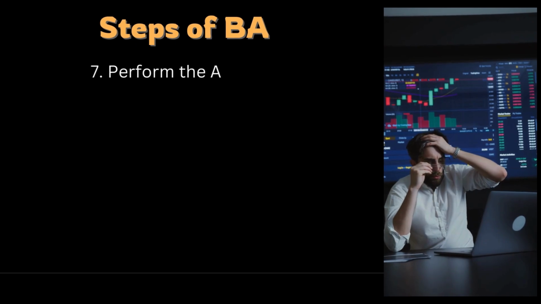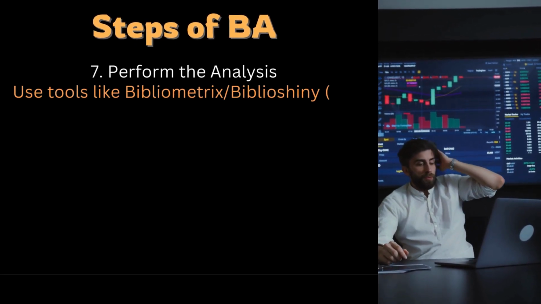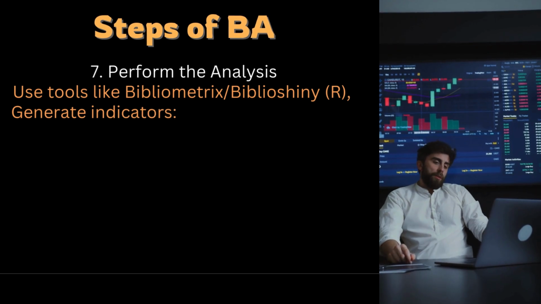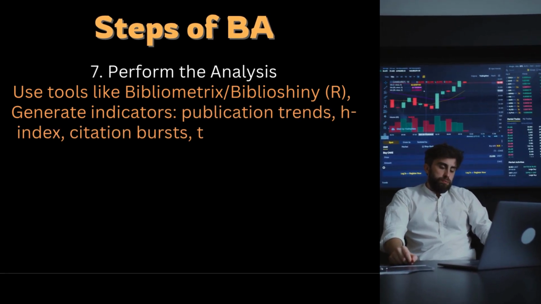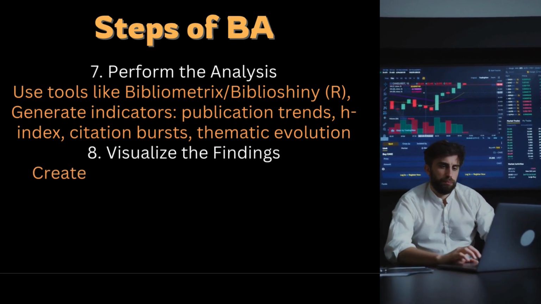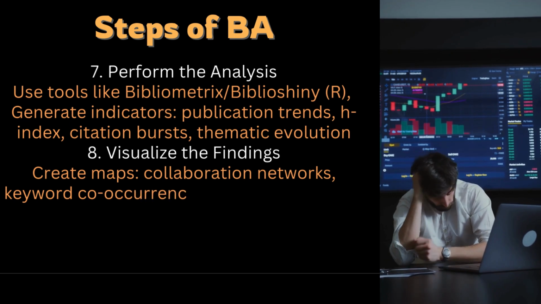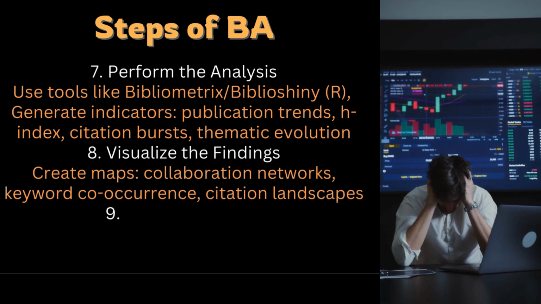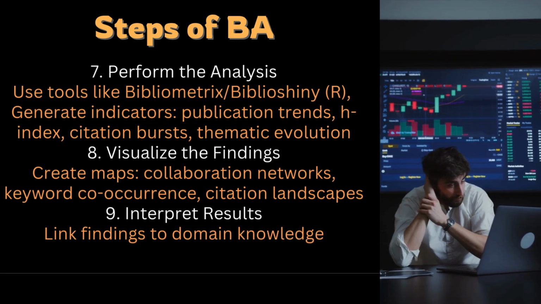We then perform the analysis. Bibliometrix or Biblioshiny provides lots of indicators, including publication trends, H-index, citation burst, thematic evolution, etc. We then need to visualize the findings, which is about creating maps, collaboration networks, keyword co-occurrence, citation landscapes. We interpret the results, we link the findings to domain knowledge, and we report and present.